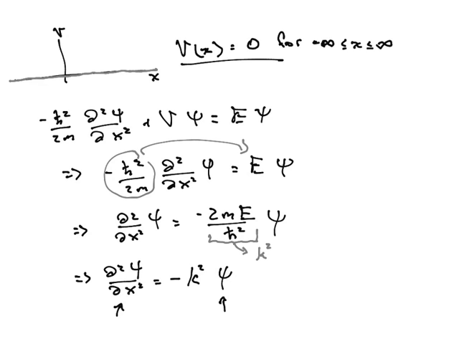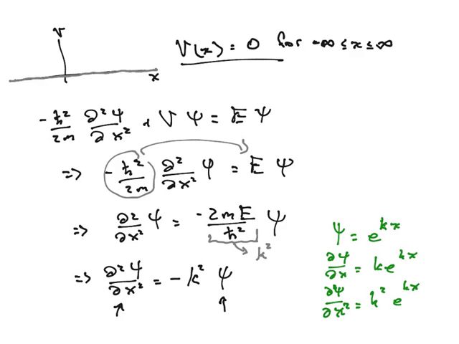Okay, what next? Another natural thing to try is something like e, exponential. So maybe I could say, okay, what if psi is equal to e to the kx? So if I take one derivative of psi with respect to x, well, I get e to the kx back times k. Okay, now I take another derivative of psi with respect to x, and what do I get? So the k stays. I get e to the kx back again, and then I get another k. So I get k squared times e to the kx.